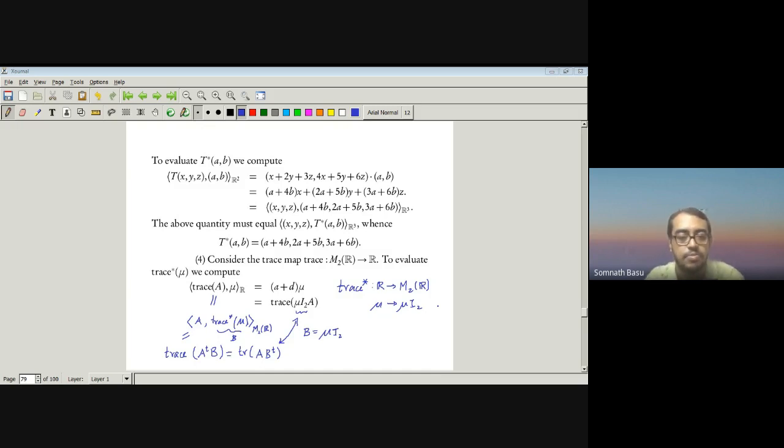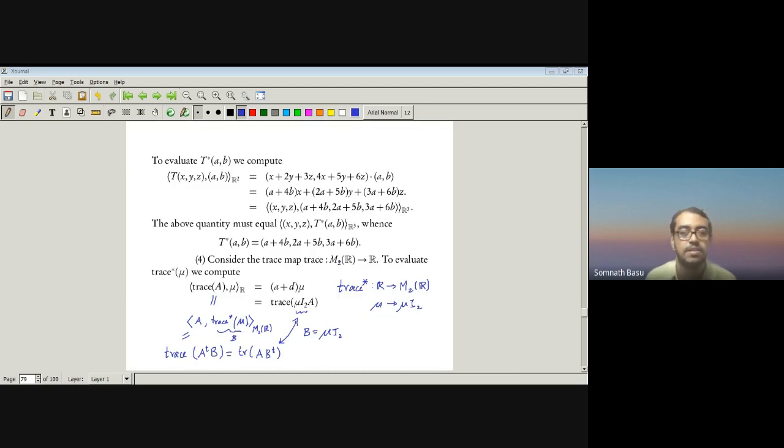I'll stop with this. That the adjoint of the trace map is simply sending a scalar to the dilation by that scalar as a 2 cross 2 matrix. And there's nothing sacrosanct with 2 cross 2 matrix here. You could do this for MnR to R. You would simply send mu to mu times In, the scaling matrix, exactly for the same reason.